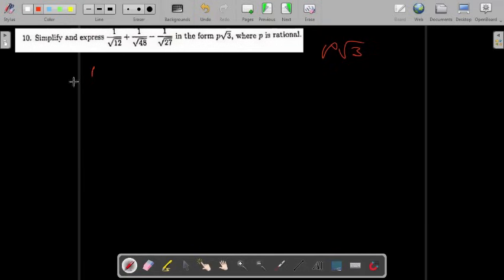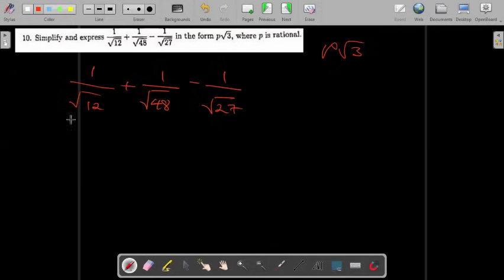So we have 1 over root 12, then what you have there is plus 1 over root 48. Then you have minus 1 over root 27. So what are we going to do here?